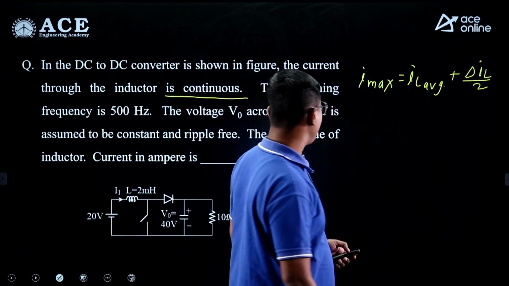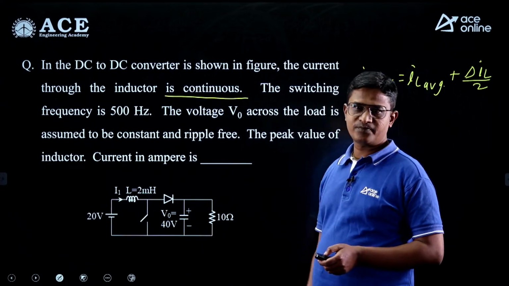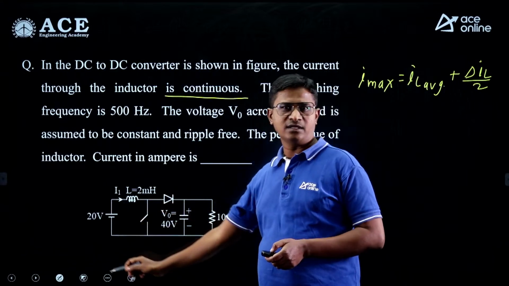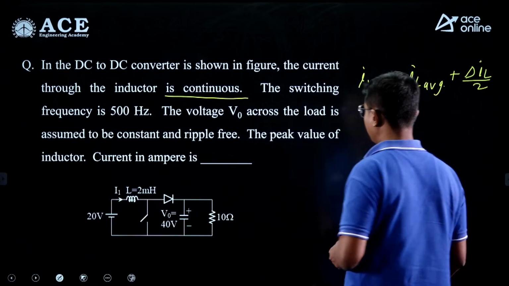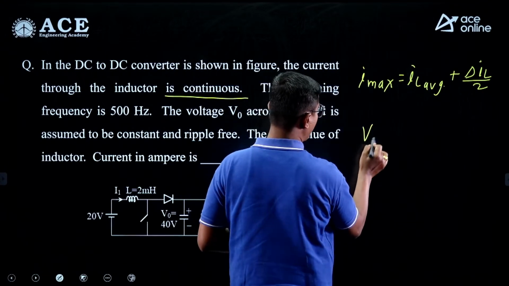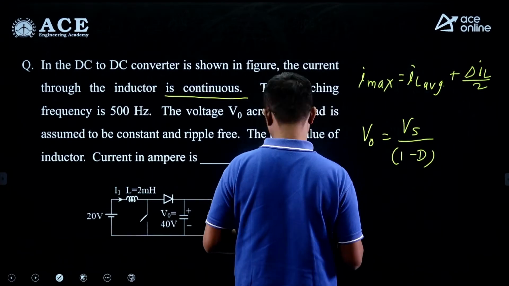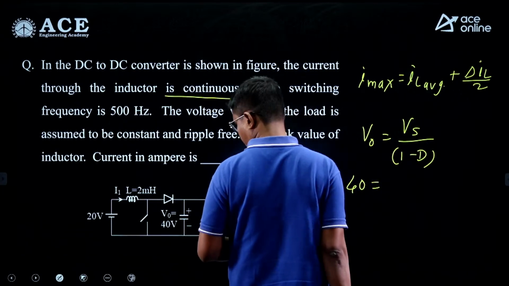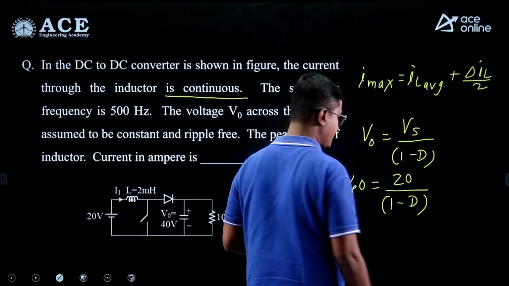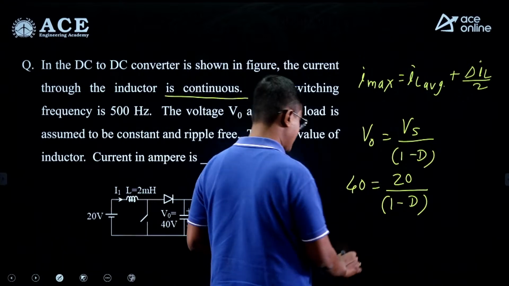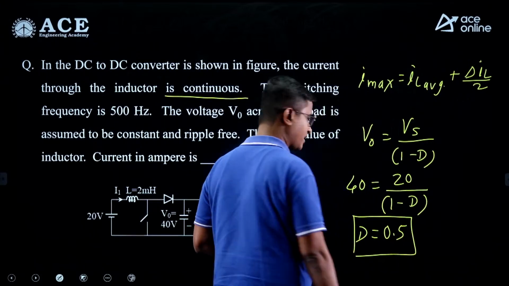Okay, so let us first find the duty cycle here. Here supply voltage is 20 volt, output voltage is 40 volt. And which converter is this? This is your boost converter, inductor is connected at the source side. So here I can write for boost converter V0 is equal to Vs upon 1 minus D. So V0 is 40 volt, which is equal to Vs, Vs is 20 volt, upon 1 minus duty cycle. After simplification we will be getting D equal to 0.5. So this is my duty cycle.